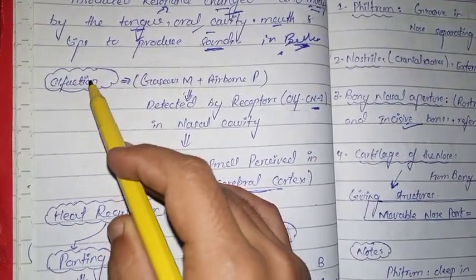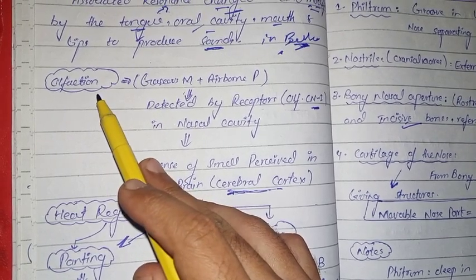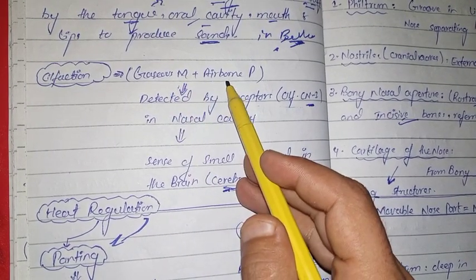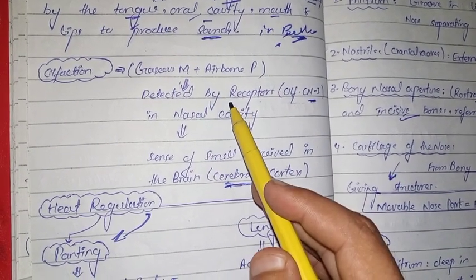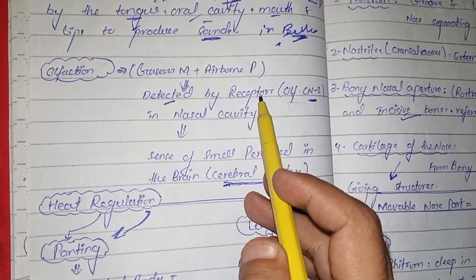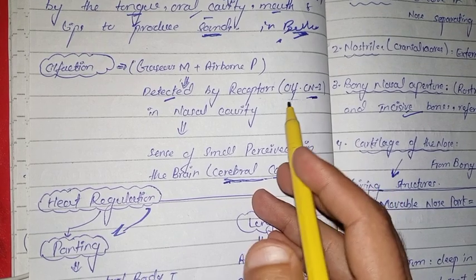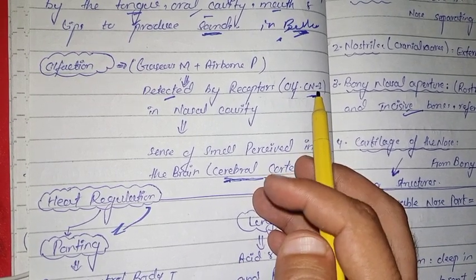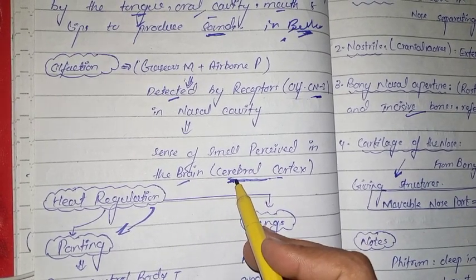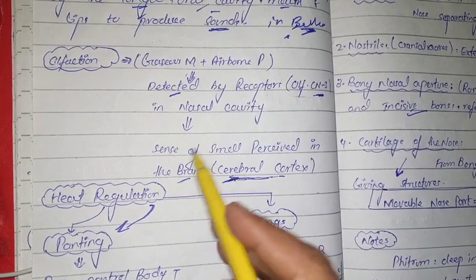Now come to the point olfaction. Olfaction means smell sensation. When gaseous material or airborne particles enter the nasal cavity, these are detected by respiratory receptors. For example, olfactory cranial nerve 1 gets the message and enters into the brain part cerebral cortex, which perceives the smell, the sense of smell. This is called olfaction.